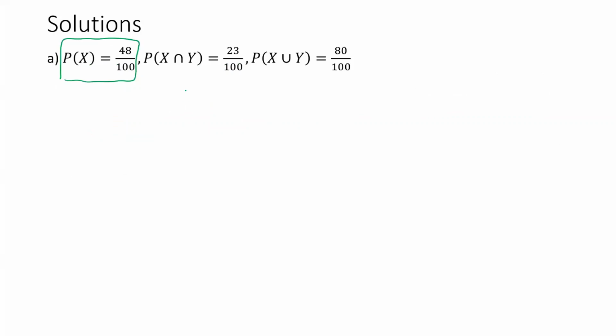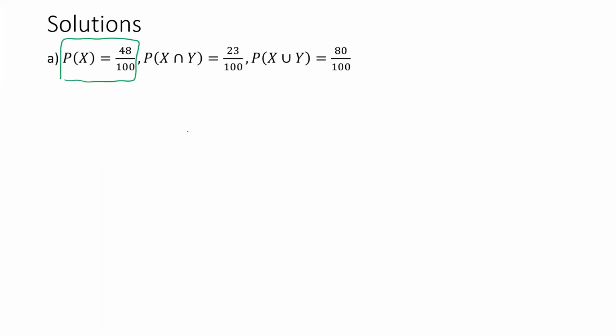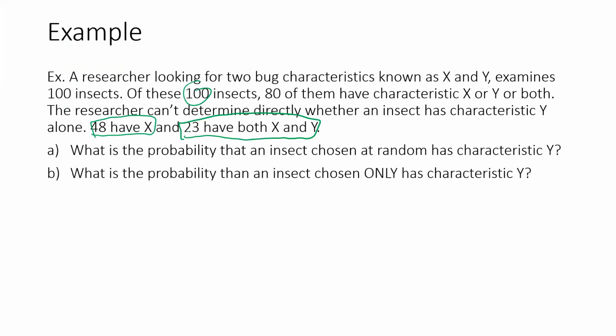We know that the probability that it has x and y is 23 out of 100, because we're told that 23 of them have both x and y. So that's still pretty easy so far. And the last one, the probability that we have x or y is 80 out of 100, because we're told that 80 of them have characteristic x or y, or both, right? So that's basically the union.